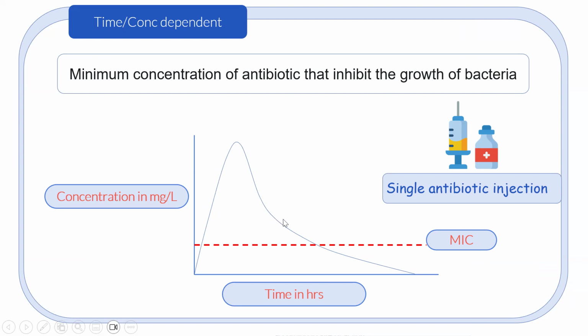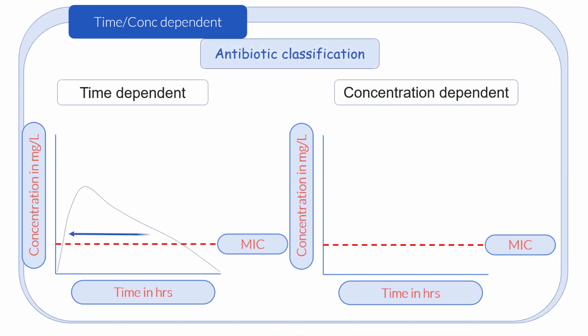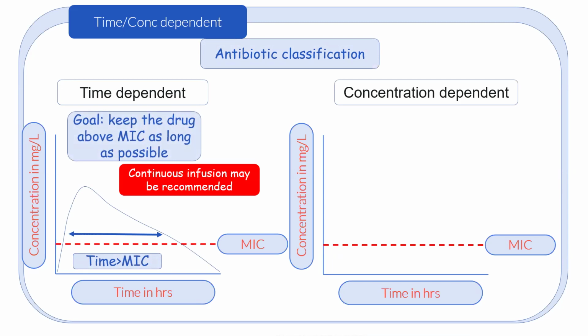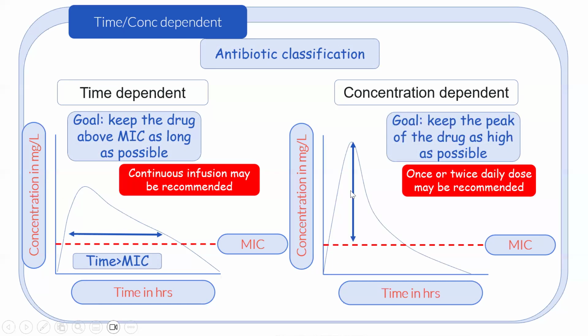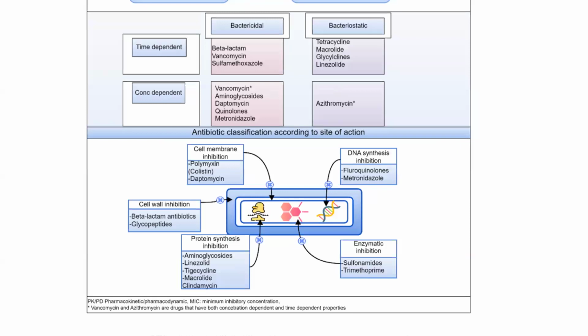Based on this information, we have two types of antibiotics: either time-dependent or concentration-dependent. For time-dependent antibiotics, the goal is to keep the drug above the MIC as long as possible. That's why continuous infusion of these drugs may be recommended in some cases. For example, beta-lactam antibiotics like piperacillin-tazobactam or meropenem. On the other hand, for concentration-dependent antibiotics, the goal is to keep the peak level of the drug as high as possible. So these drugs should be given as a once or twice daily dose. For example, aminoglycosides.